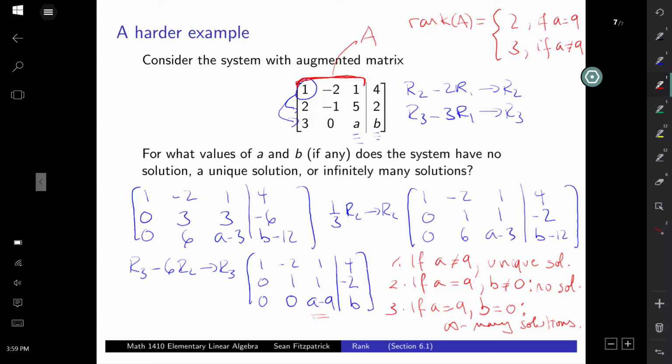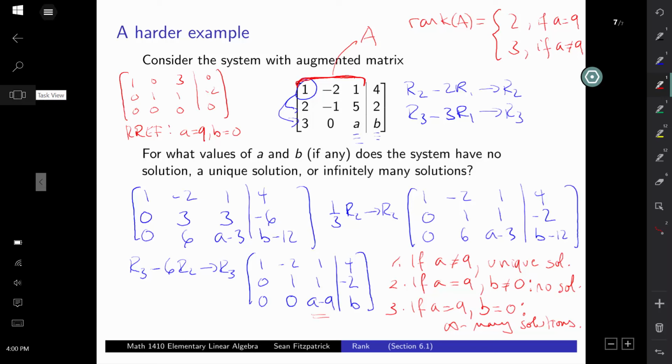In fact, we can say what they would be in that case. If A is 9, B is equal to 0, then I end up with one more row operation. If I added 2 times row 2 to row 1, I would get 1, 0, 3, 0, 0, 1, 1, minus 2. So this is the reduced row echelon form for A equals 9, B equals 0, and we could see that the solution in that case: x would be equal to minus 3z, y would be minus 2 minus z, z would be free. So we could write down the solution in that case.